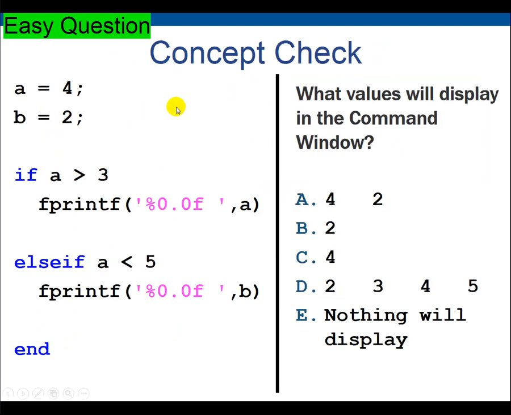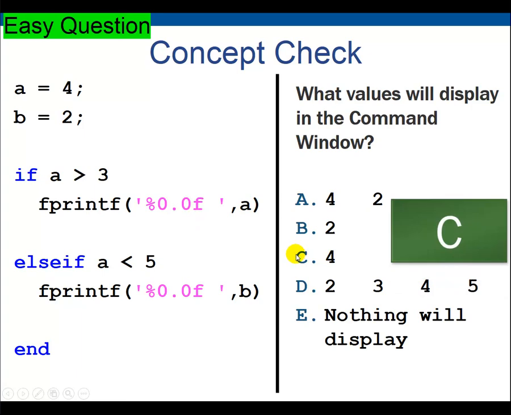Let's do the concept check. Please look at the left side. A contains 4 and B contains 2. Let me ask you, is A greater than 3? Yes, right, it's 4. So fprintf shows 4 with 0 decimal places. So the answer is C. It's really that easy, right?